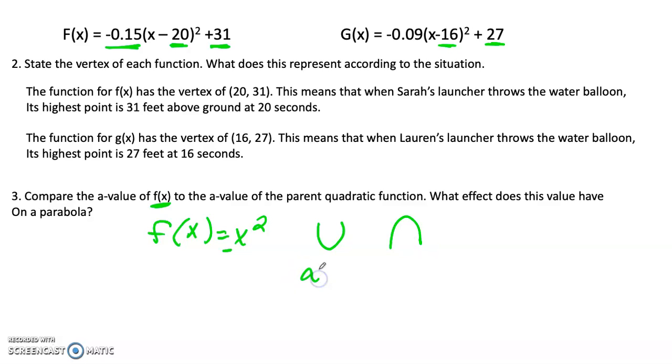We know that the a value tells us whether our parabola is opening up or opening down. When a is positive, it's opening up. When a is negative, it's opening down. In the f of x we have a negative a. So we know that our parabola is opening down. We also know that compared to an a of 1, an a of negative 0.15 will also be a stretch. So our graph will be a little bit wider than the parent function's graph.